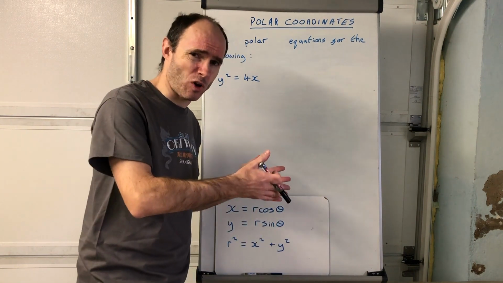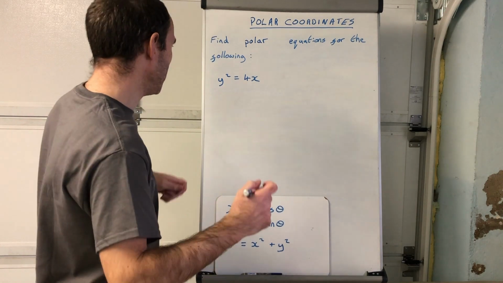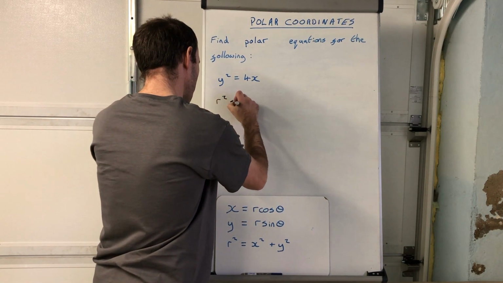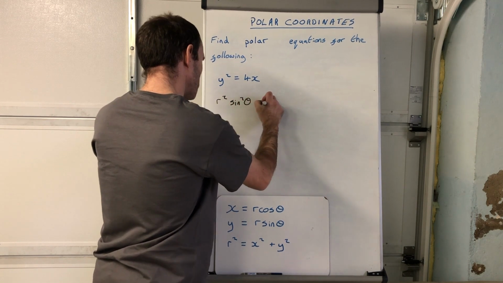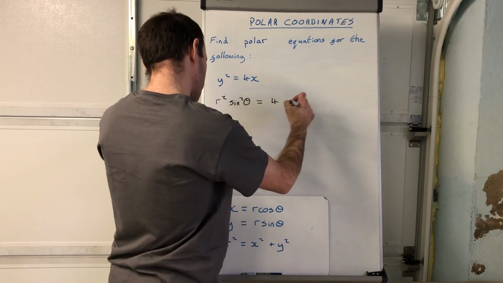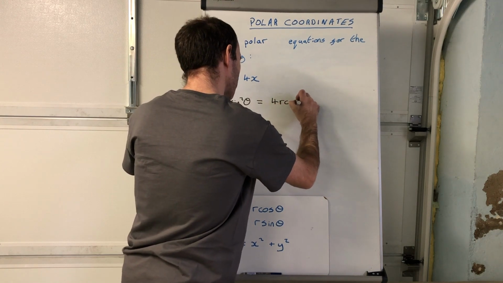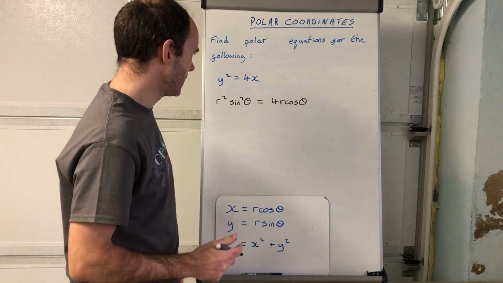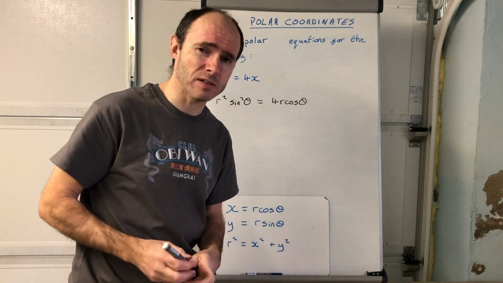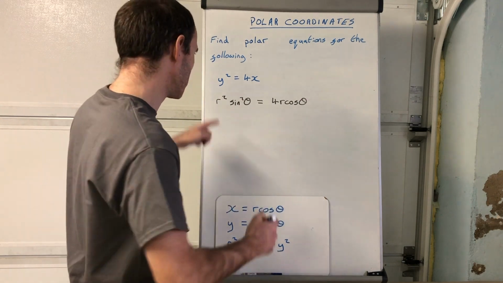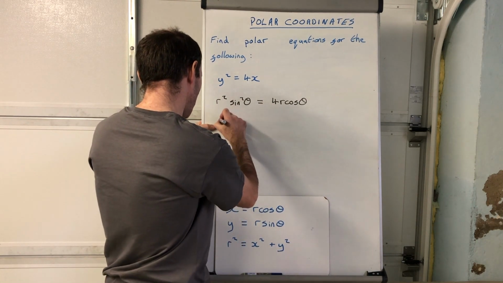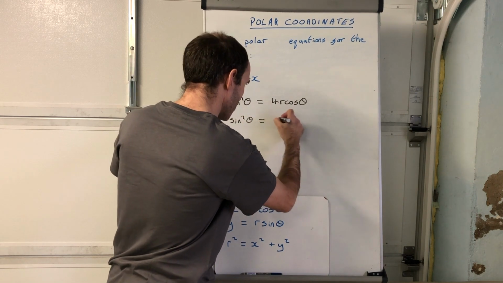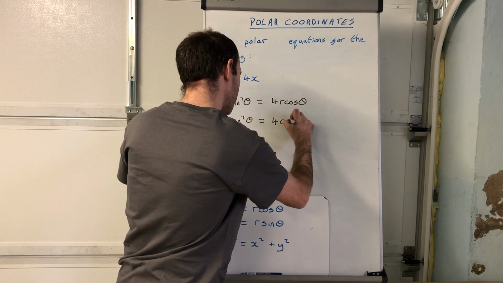So starting off with these is generally quite easy. So y squared, so that will be r squared sine squared theta. And on the right hand side, we've got x, which is r cosine theta. Okay, and we've started off. Now we've gone from Cartesian to polar equation. With these, try and simplify it if you can. Sometimes they're really simple. Like an obvious one is to divide that by r. So you've got r sine squared theta on the left, and you've got 4 cosine theta on the right.